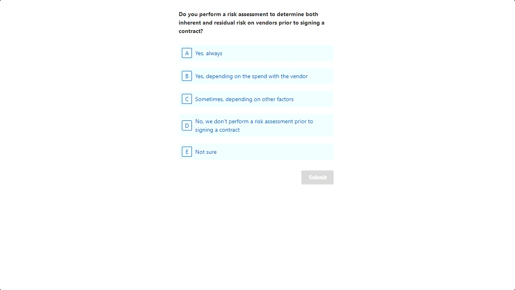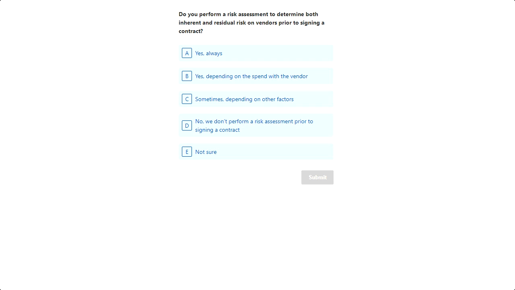Our third and final poll question is, do you perform a risk assessment to determine both inherent and residual risk on vendors prior to signing a contract? Yes, always. Yes, depending on the spend with the vendor. Sometimes, depending on other factors. No, we don't perform a risk assessment prior to signing a contract, or not sure.